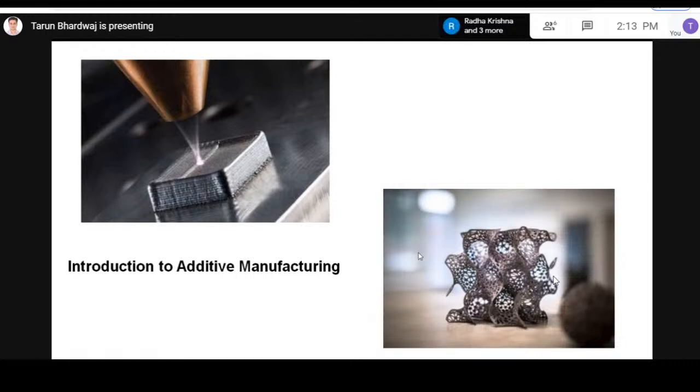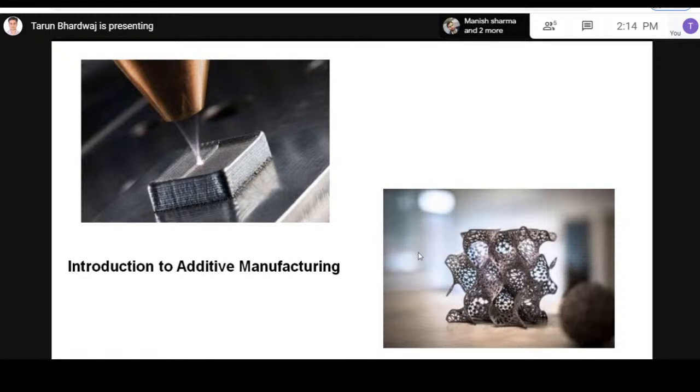As you know about the subtractive manufacturing process, which has been in use for the last few years, like the cutting and machining process. But in that manufacturing process, there is wastage of material. As the name suggests, additive manufacturing, additive basically means we add material in a layer by layer manufacturing process.